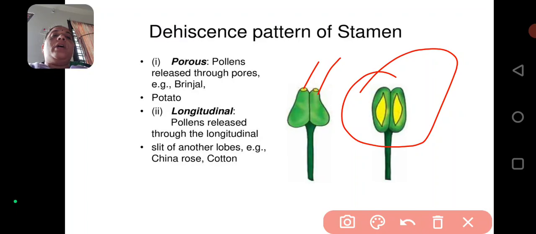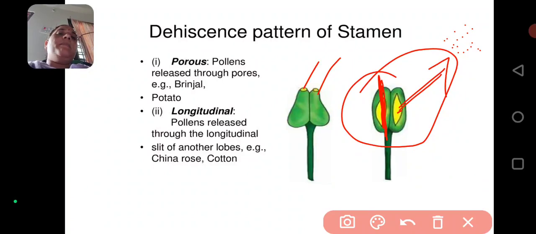Next one is longitudinal dehiscence. Pollens are released through the longitudinal slit. It is a longitudinal slit of anther lobes. So from these longitudinal slits, pollen grains are released outside. Examples are China rose and cotton.